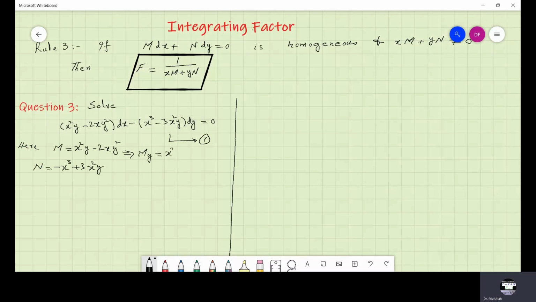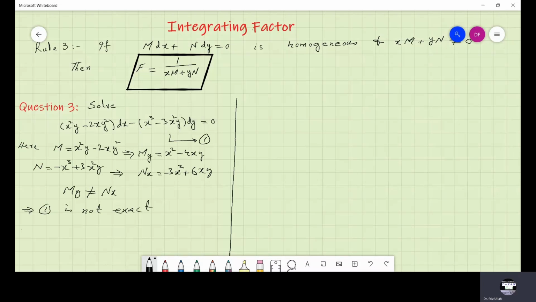Now let us partially differentiate m with respect to y. We have x square minus 4xy. And now let us partially differentiate n with respect to x. We have minus 3x square plus 6xy. And we can see that my is not equal to nx, which implies that equation 1 is not exact.